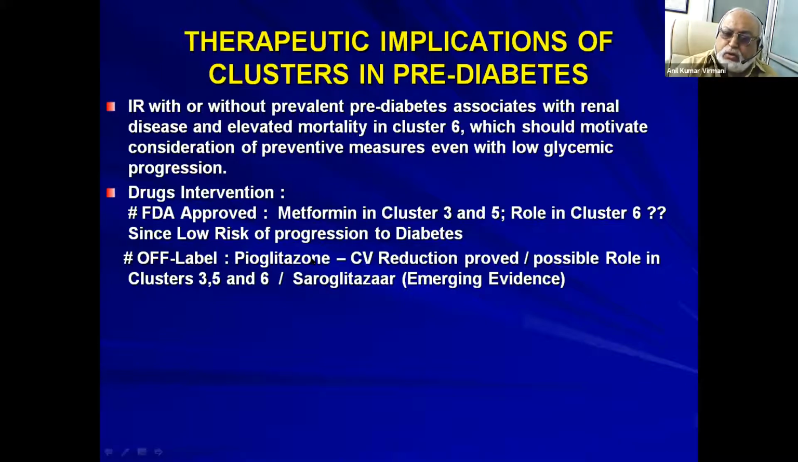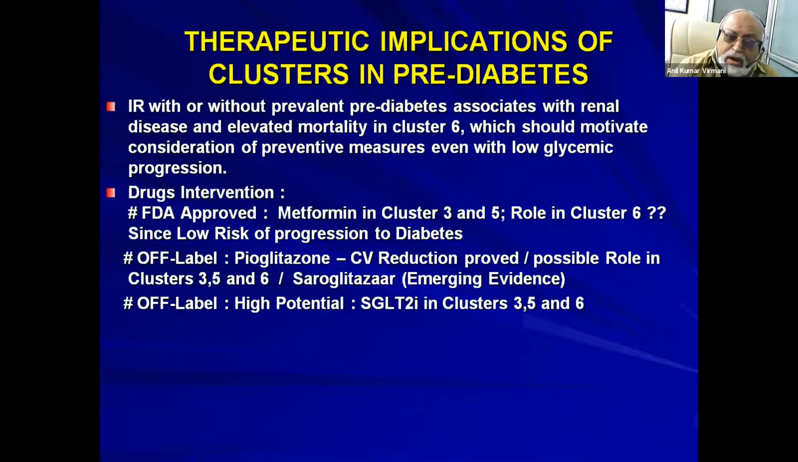I talked about pioglitazone. We know that it can reduce the cardiovascular risk. It has a role in clusters 3, 5, and 6, but you have to use it judiciously. Then we have another drug called saroglitazar, and this is basically an Indian drug, and there is a lot of emerging evidence that it can reduce adiposity, the liver fat content, and cardiorenal complications. Then, of course, we have the SGLT2 inhibitors, which have a very high potential, especially in clusters 3, 5, and 6, because of their known cardiorenal protection. And I'm sure these drugs are going to be approved very soon, even for prediabetes.